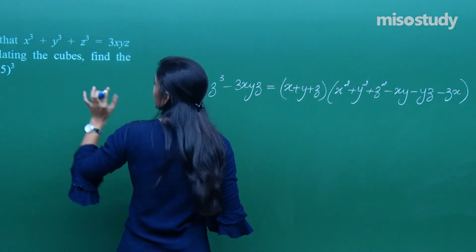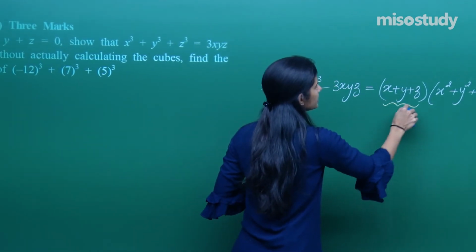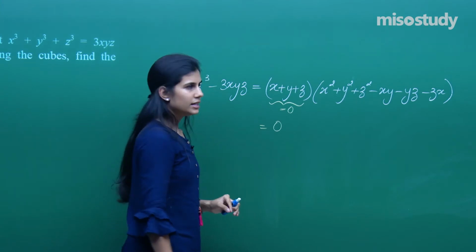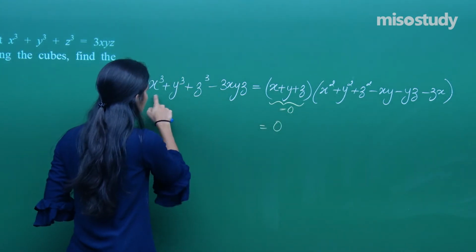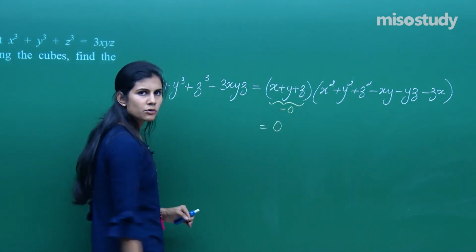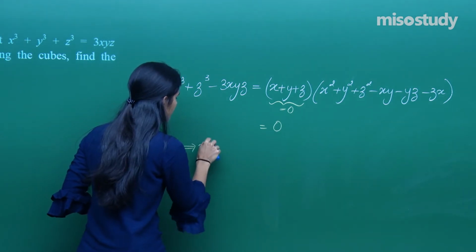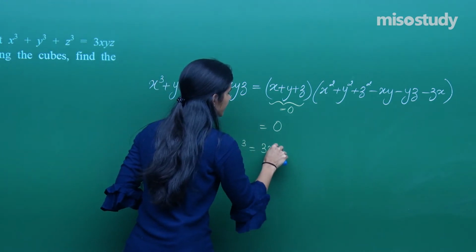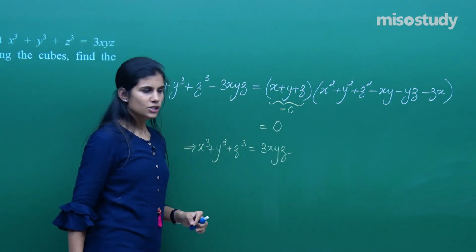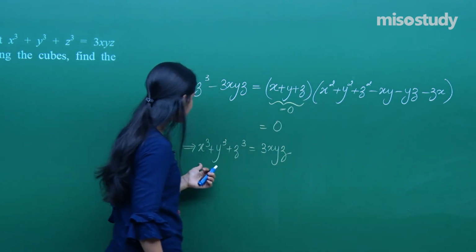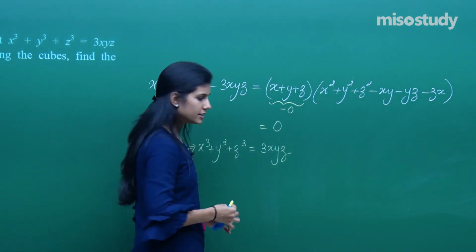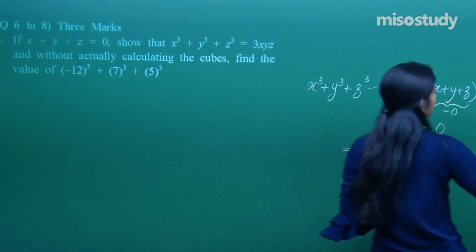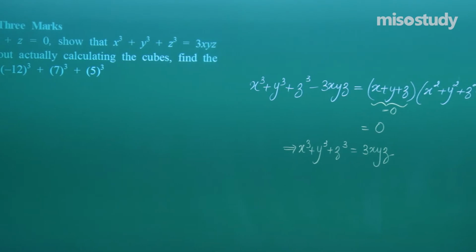Now it is given that if x plus y plus z is 0, 0 into anything is 0. If this becomes 0, then clearly x cube plus y cube plus z cube minus 3xyz is equal to 0, which means that x cube plus y cube plus z cube is 3xyz. So you have proved that if x plus y plus z is 0, then x cube plus y cube plus z cube is 3xyz. Next it says that without actually calculating the cubes, find the value of this expression. Let's try to find the value of this expression.